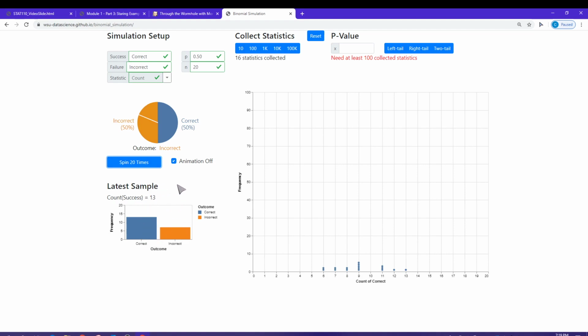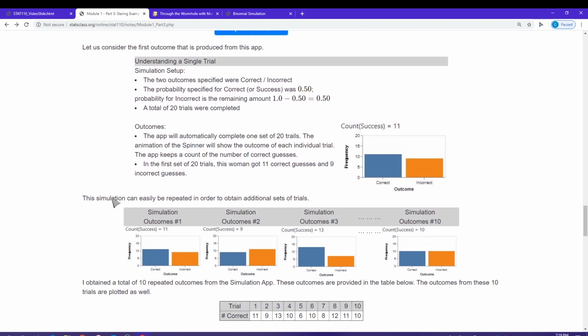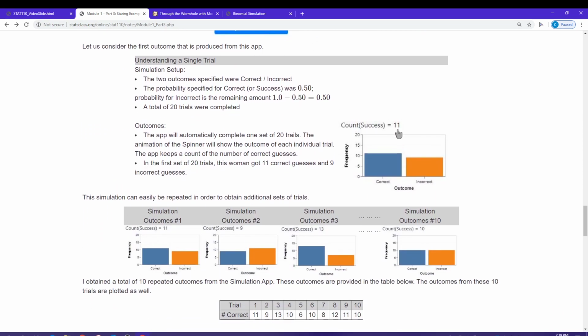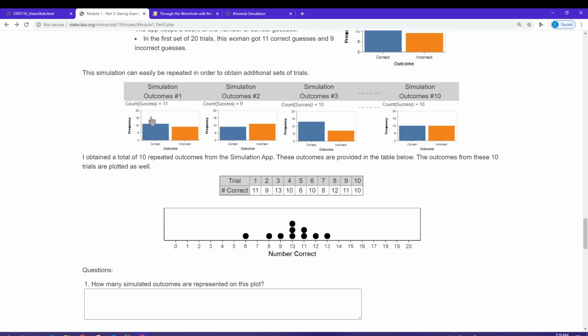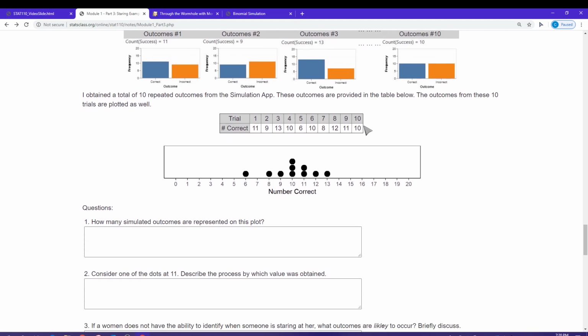Okay, and again, this is mimicking a situation in which the individual does not have the ability. And I know that because I've set this up here at 50%. So that count of successes is the value that we are interested in. We're going to try to understand how that value changes if I do this experiment over and over and over again. So here I've gathered 10 different responses. First time I got an 11, the second time I got a 9, third time a 13, all the way down, the last time I got a 10. Those responses are just listed here in the table.